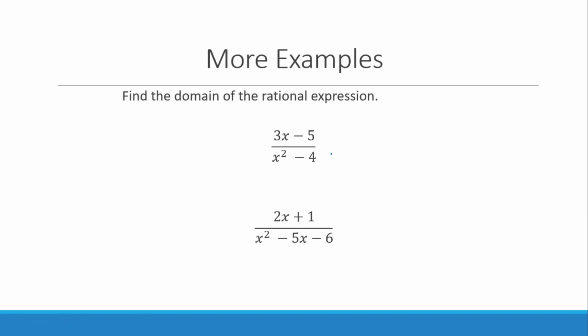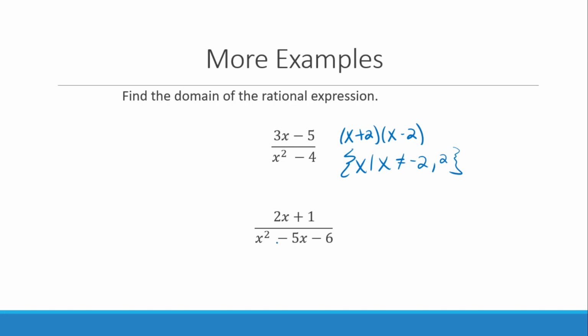Couple more examples. Now, look at this one. This one is not factored. So factoring is always going to be your first step. This is a difference of squares. So remember from our last unit, this could be factored into x plus 2 and x minus 2. So what's going to make this equal to 0? Well, our bad values would then be we don't want it equal to negative 2 for this one, and we don't want it equal to positive 2 for this one.